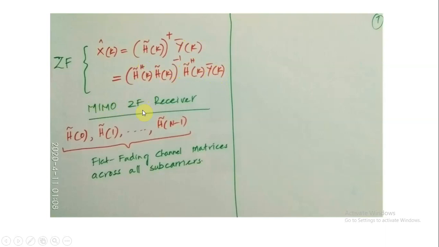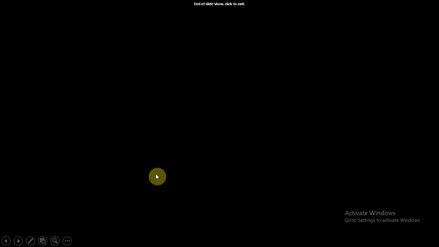So the MIMO zero forcing receiver basically gives you X̂0, X̂1, up to X̂(n-1), and eventually it would give you the estimates at every frequency. So it basically converts the frequency selective channel into flat fading channel matrices across all subcarriers.